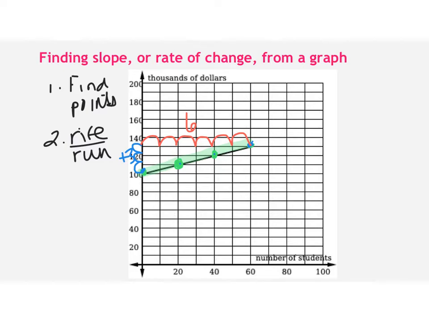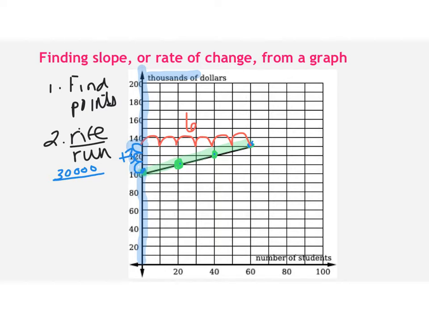If we look at our y-axis here, I see that it's actually going up by tens. So when I go up by 3 right here, I'm actually going up by 30. And then to make that a little more difficult, I see that it's actually in thousands. So when I say plus 3, I'm actually going up $30,000. So my rise in this case is going to be $30,000.